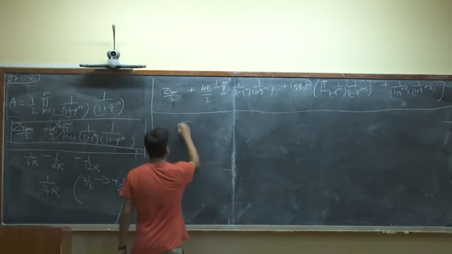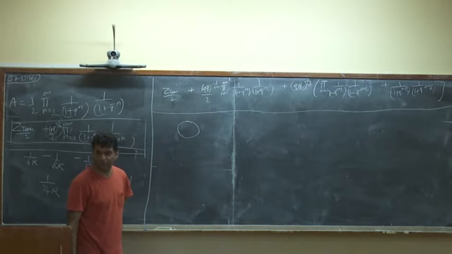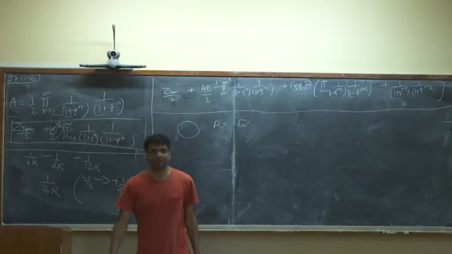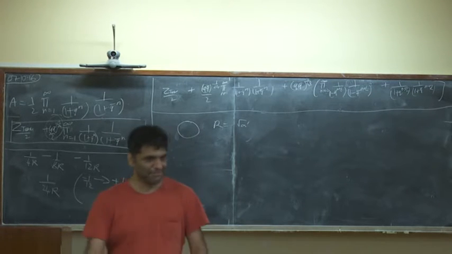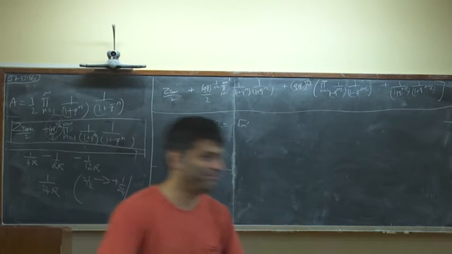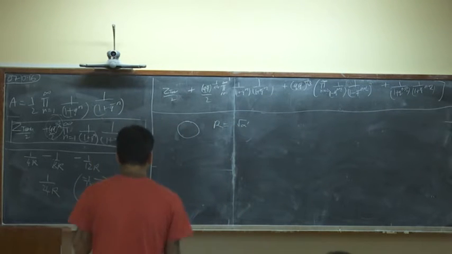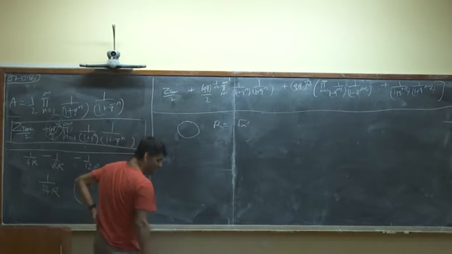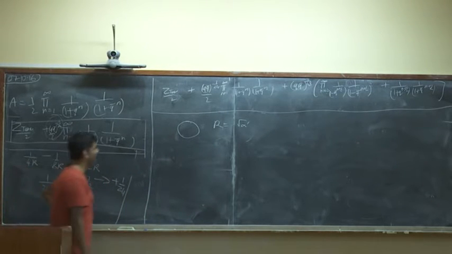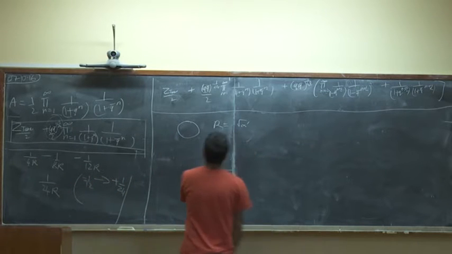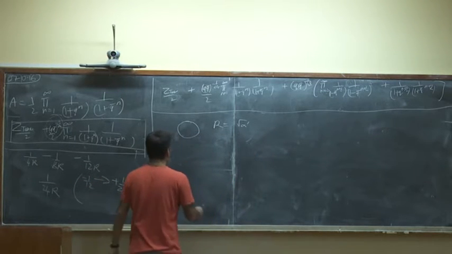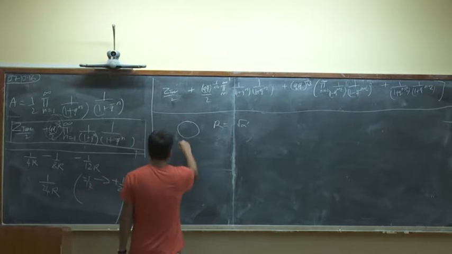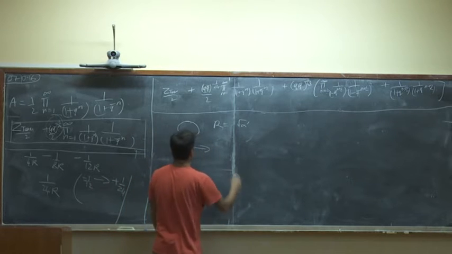Suppose we start with the original theory, before we do the orbifolding, with R equal to square root alpha prime. Our favorite value, the self-dual value, the value where we have this SU(2) symmetry. So we have R equal to square root alpha prime. And what was the orbifolding? It was X goes to minus X.